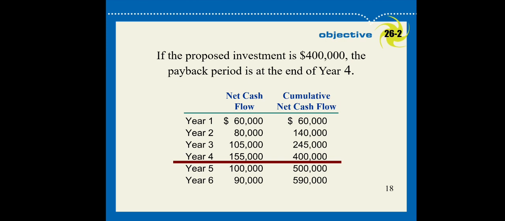So see here in the table in this slide, the net cash flow is like this. Year 1, the net cash flow is $60,000. Year 2, $80,000. Year 3, $105,000. Year 4, $155,000. So if the net cash flow is not the same every year, then you cannot use the formula that you have seen in the previous slide. You have to create this table. You have to show what the net cash flow is every year.